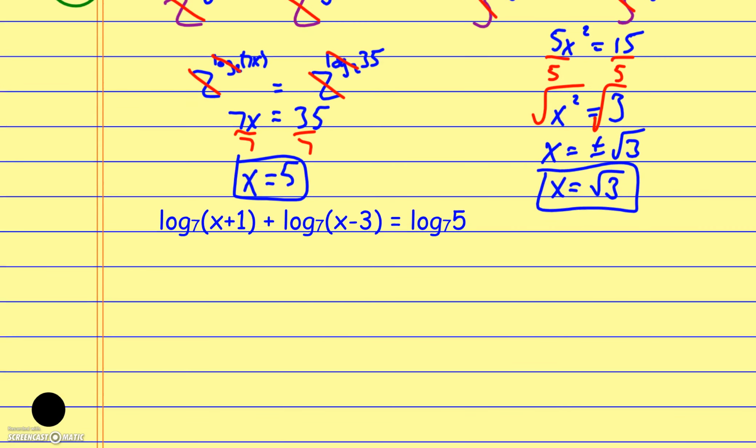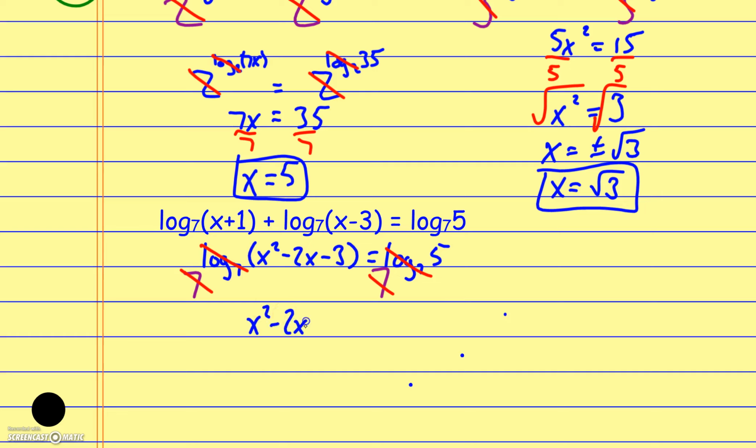Here, if I do the same thing, again, I'm going to combine these. Addition becomes multiplication inside the logarithm. So when I do x plus 1 times x minus 3, it gives me x squared minus 2x minus 3. And you can take that off to the side and FOIL it if you want to. Now to undo log base 7, I do 7 raised to the power of each side. So I do 7 raised to this power equals 7 raised to that power. And now the log base 7 and 7 raised to a power cancel each other out. Same thing over here. So I'm left with x squared minus 2x minus 3 equals 5. Now I have a quadratic to solve.